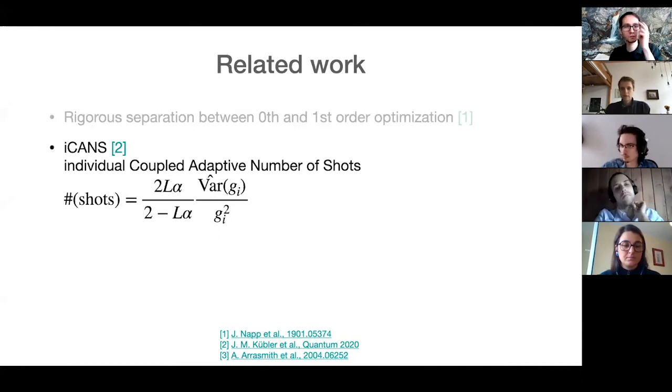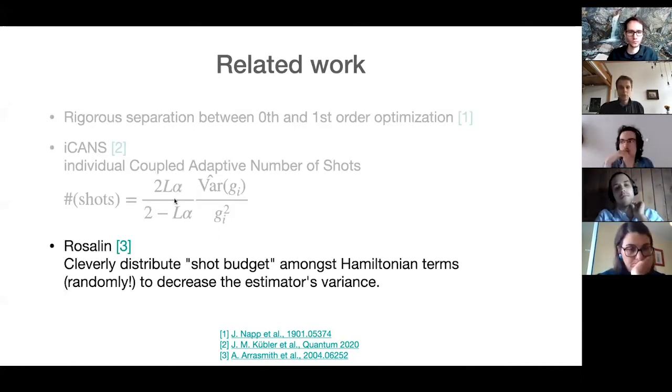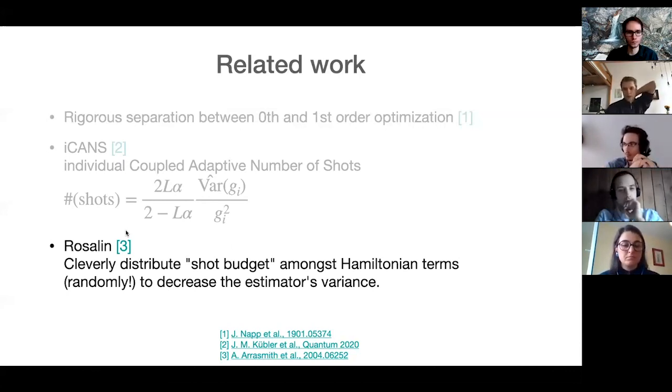Yeah, and then by the same group, so this is Patrick Scholl's group, they quite recently published this optimizer, which they called Rosaline. I don't know what it exactly stands for. It also has some meaning, but essentially they discuss in more detail sampling these Hamiltonian terms. I mentioned that you can sample individual Hamiltonian terms, which you cannot measure simultaneously, and they discuss in more detail how to sample these terms in order to decrease the variance as much as possible. This is quite nice to read, interesting.